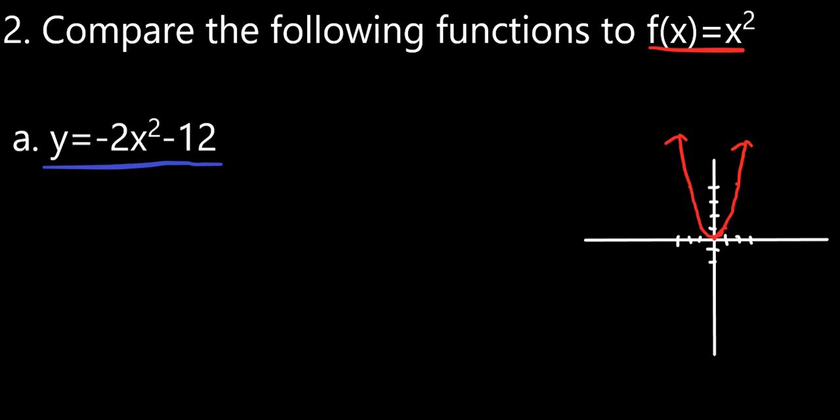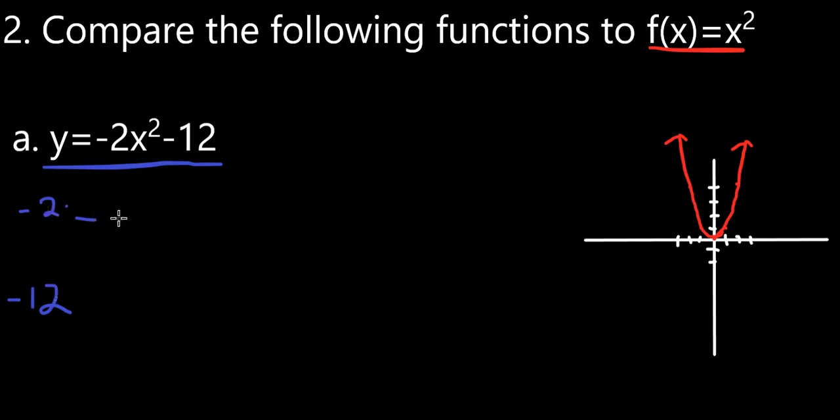Let's now take a look at y equals negative 2x squared minus 12 in problem 2, letter A. So let's just look at what's different between y equals negative 2x squared minus 12 and x squared. I made a quick graph of x squared here so you could see what that looks like. Well, I see there's a negative 2 and there's a subtracted 12.